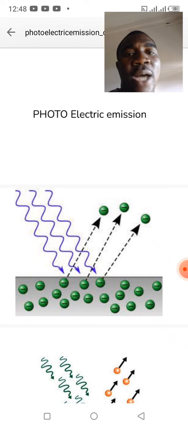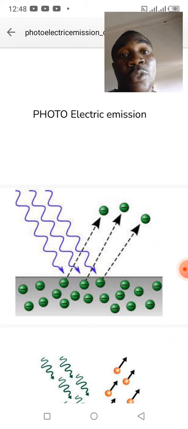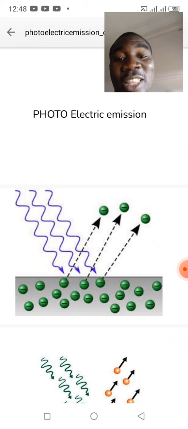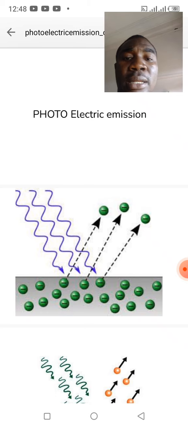I'll be taking this short one on the photoelectric effect, or photoelectric emission. If you look at my screen, you will see a solid object, and we have green balls being knocked off the solid object, and a blue wave-like arrow coming onto it. The solid object is actually a metal. The green balls are electrons, and the blue wave-like arrows are electromagnetic radiation. If you like, you can just call it light.